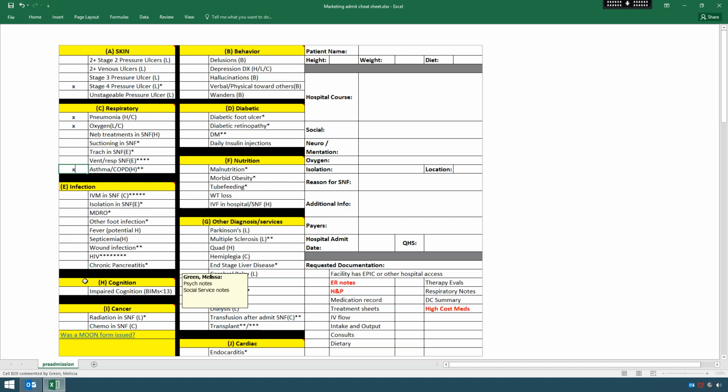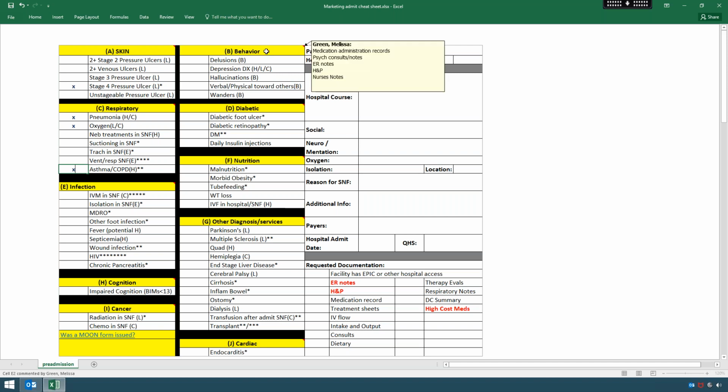Then for cognition, if they have impaired cognition, then we would be looking for psych notes and social service notes that are indicating that for us. If they have anything going on from a cancer standpoint, we'd be looking for medications, treatments, and again, close attention to the cost of medications. Someone who's in the hospital experiencing behaviors such as delusions, depression diagnosis, hallucinations, verbal outbursts or physical outbursts, or wandering, we would want to support that with the psych notes and emergency room notes, which are very important.